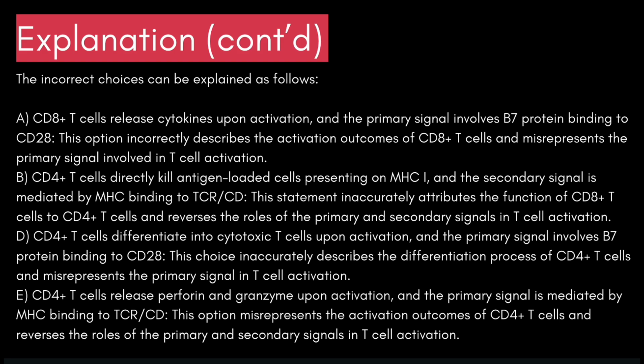CD4 plus T cells differentiate into cytotoxic T cells upon activation, and the primary signal involves B7 protein binding to CD28. This choice inaccurately describes the differentiation process of CD4 plus T cell and misrepresents the primary signal in T cell activation. CD4 plus T cells release perforin and granzyme upon activation, and the primary signal is mediated by MHC binding to TCR-CD. This option misrepresents the activation outcomes of CD4 plus T cells and reverses the roles of the primary and secondary signals in T cell activation.